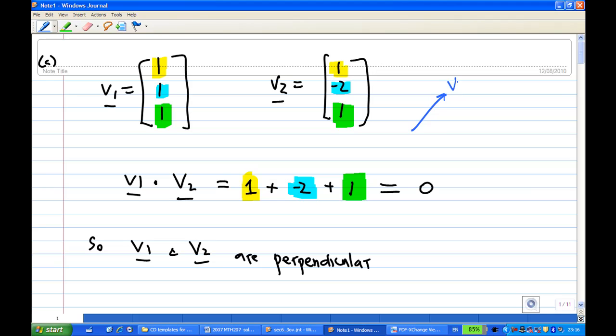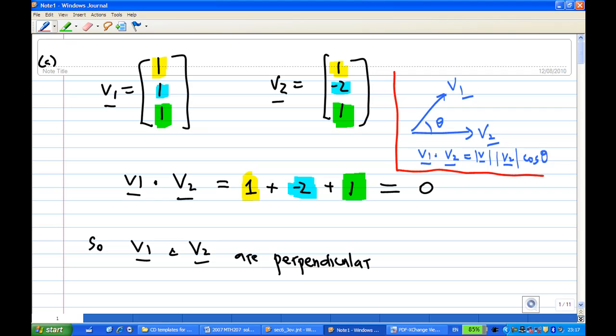If you have v1 and v2, and the angle between them is theta, we know that v1 dot v2 will be just the length of v1 times the length of v2 times cosine of theta. Therefore, if theta is 90 degrees, then the dot product is 0, so you should expect that v1 dot v2 equals 0. This is how we answer the first part.